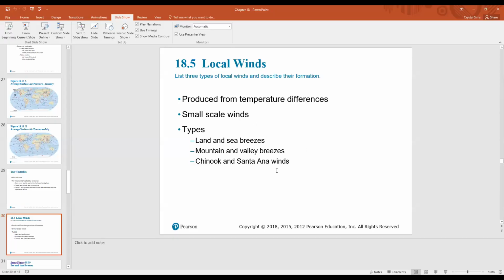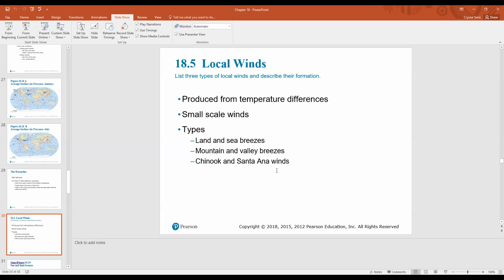So as you saw from the Smart Figure video, there are several different types of circulation that are influencing wind direction, wind flow, and those influence weather as well. So now we're going to take a look at the local winds.